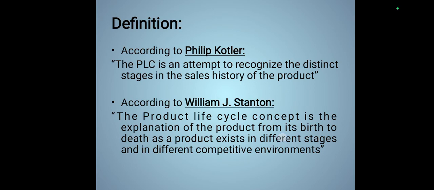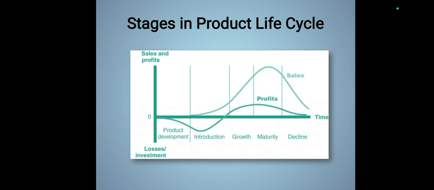So now we will learn the stages in the product life cycle. As you can see in this graph, there are four main stages: the introduction stage, the growth stage, the maturity stage, and the decline stage. When you see the graph, you will see that there is first a phase of product development. When the product is still developing at the manufacturing plant, there will be zero to no profit because expense is being made while making the product.